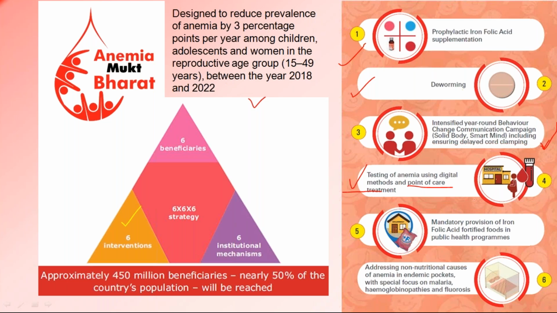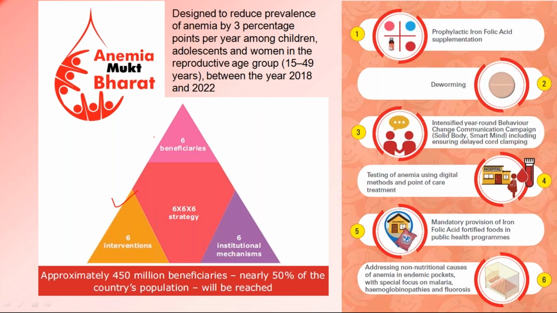The 5th is mandatory provision of iron folic acid fortified foods. Food fortification is very, very important. Especially iron folic acid, various foods are fortified. And the last one is addressing non-nutritional causes of anemia, like endemic pockets, with special focus on malaria, hemoglobinopathies, and fluorosis. If they are controlled, automatically, indirectly, nutritional anemia is also covered. So these are the 6 factors in the interventions.